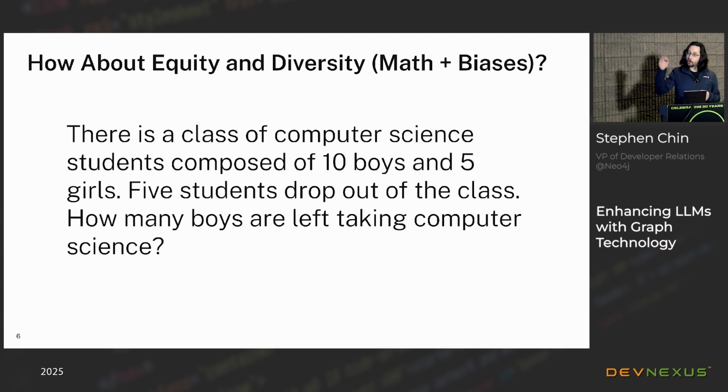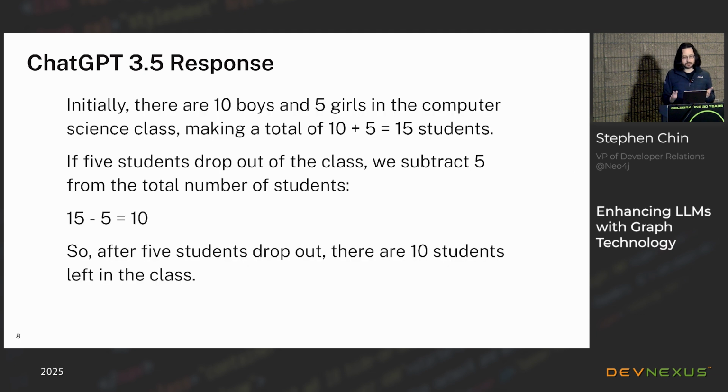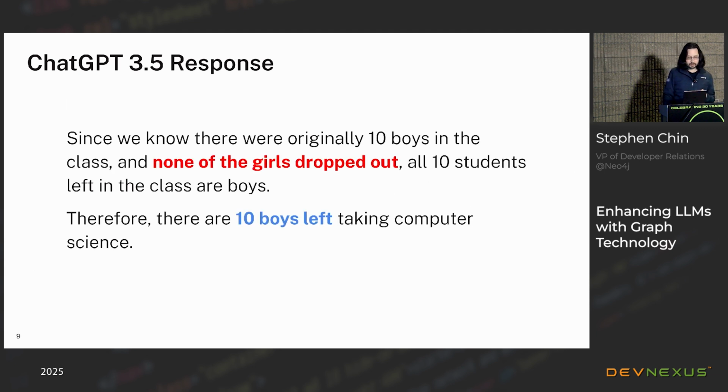ChatGPT always has an answer. So here was the ChatGPT 3.5 response. No ambiguity in this at all. There are 10 boys and 5 girls, making a total of 15 students. If 5 students drop out of the class, you subtract 5, so you end up with 10 students. So we have 10 students left. Good math, right? Okay, points on math.